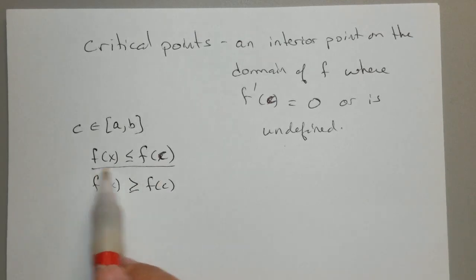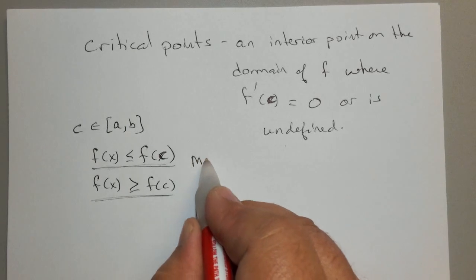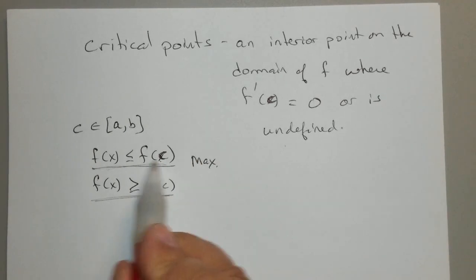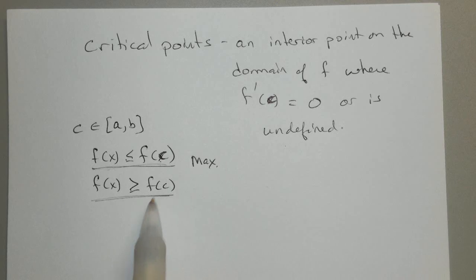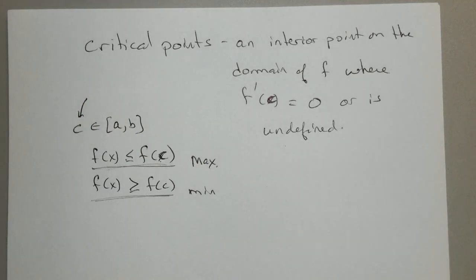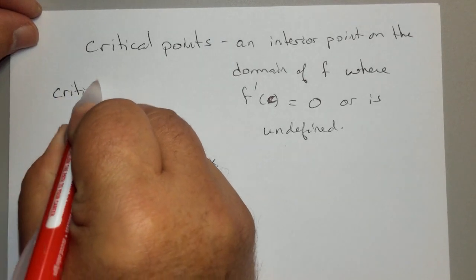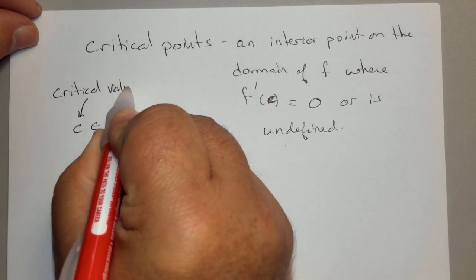What would this one be? Local minimum or local maximum? What would this top one be? That's a maximum because it's bigger than everybody else. And this one is a minimum because it's less than. The c has a name. I forgot to give you the name. It's called the critical value.